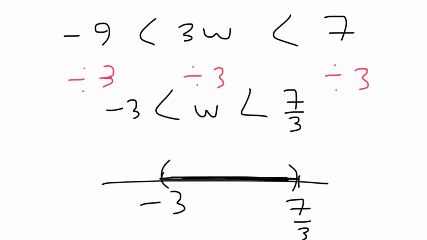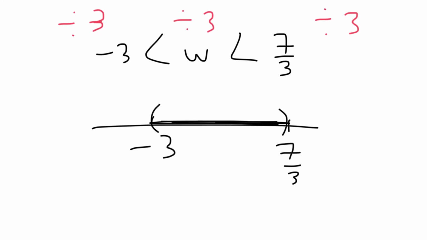If you want to write this as interval notation, then you can write it from minus 3, 7 over 3. Remember, this has to be in order from small on the left, big on the right, just like this, small on the left, big on the right. It must be like this, otherwise it will be wrong. Okay? And then you put the parentheses like that. This is also interval notation.